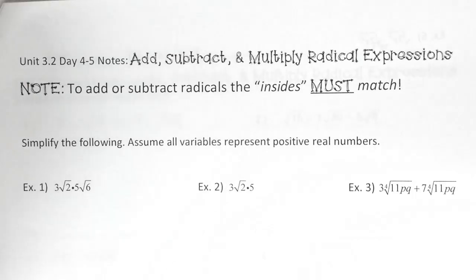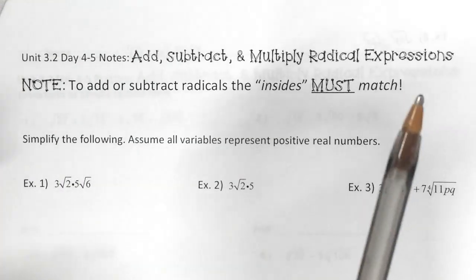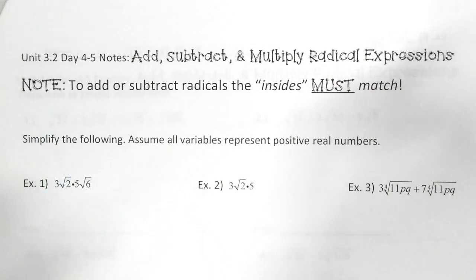Okay, so we are adding, subtracting, and multiplying radical expressions. Just so you know, to add or subtract radicals, the inside must match. The radical must match too. So if it's a square root, they both have to be square roots. If it's a cube root, they both have to be cube roots.